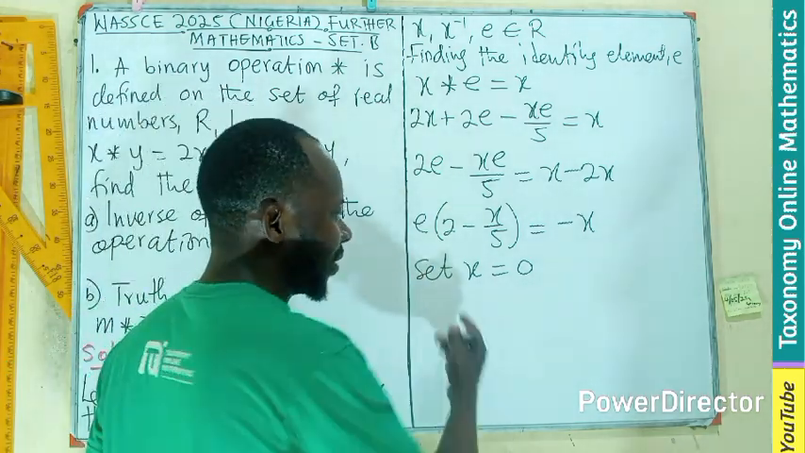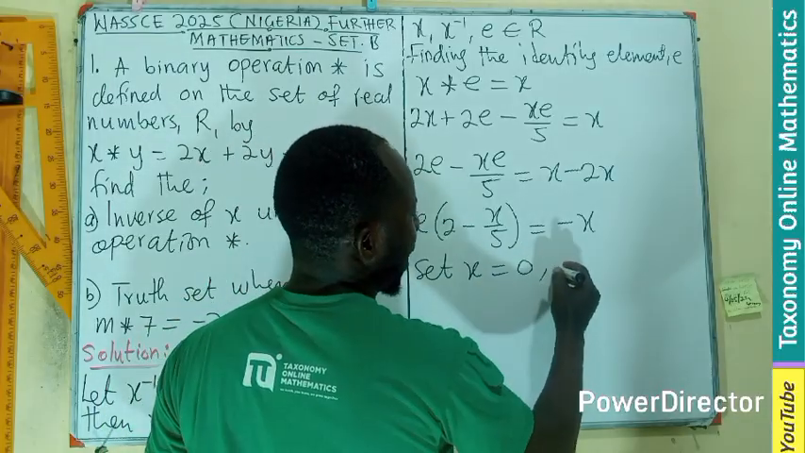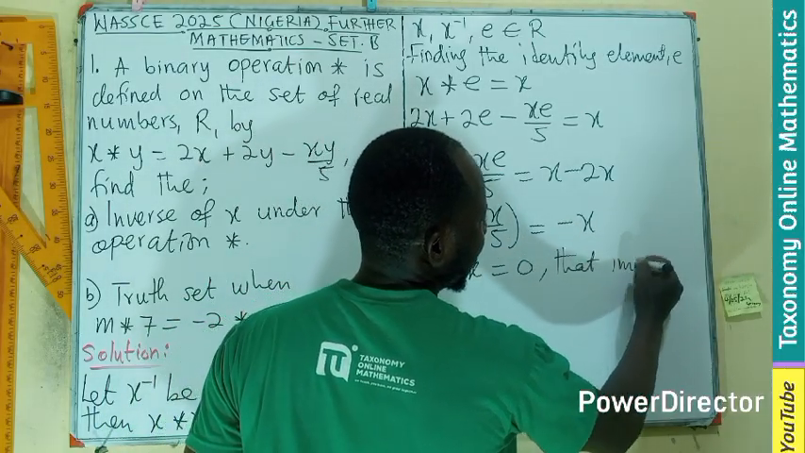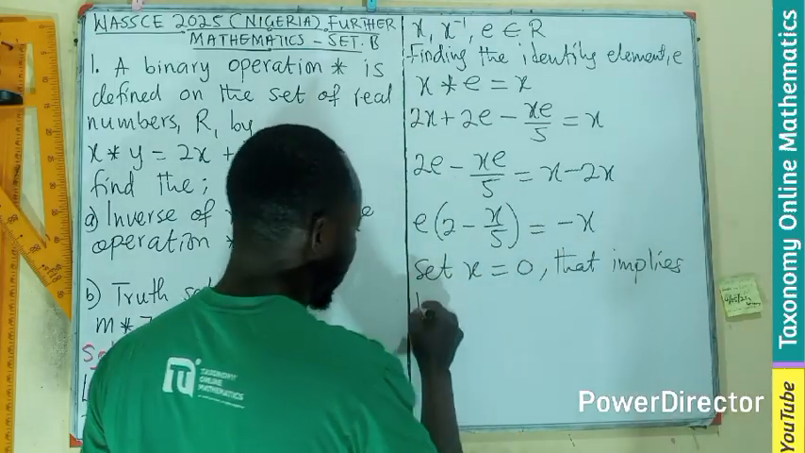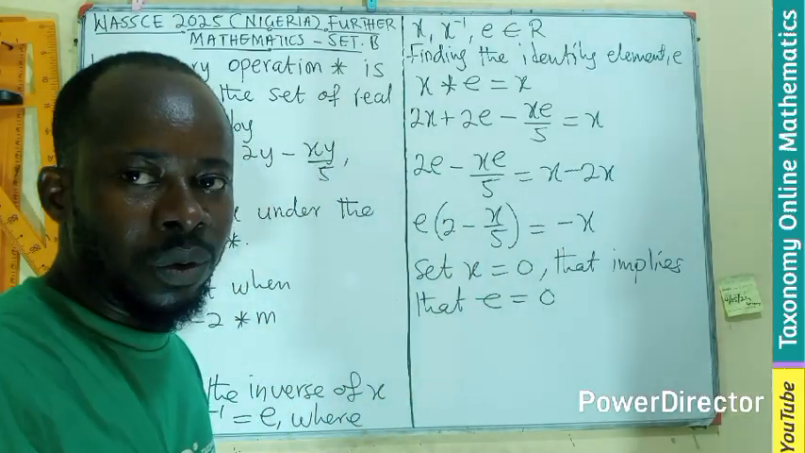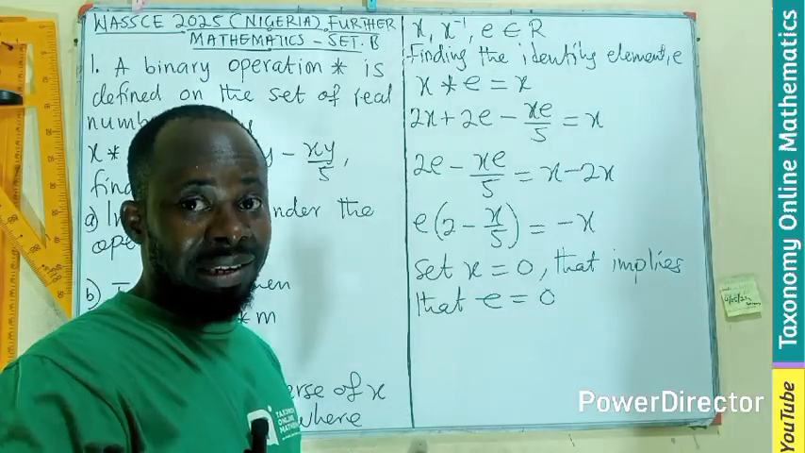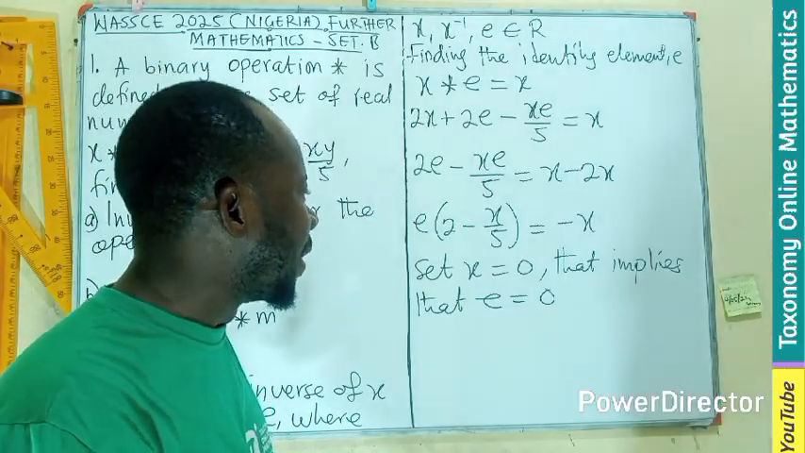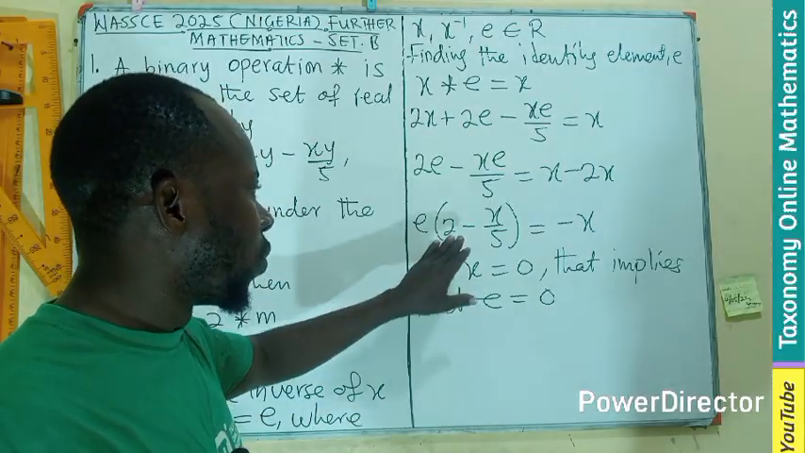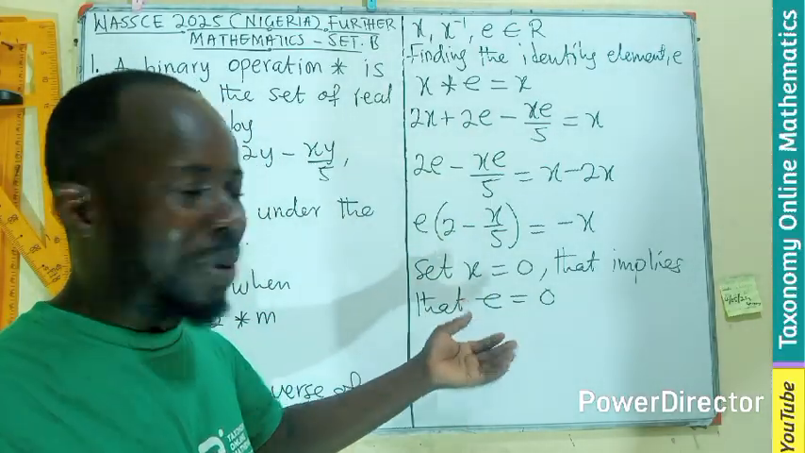In this case, I want to conserve space, so that implies that e equals 0. We can show the calculation just like I mentioned when I was explaining it, but because of space, I am not going to do that. So that is one way by which this can be done.